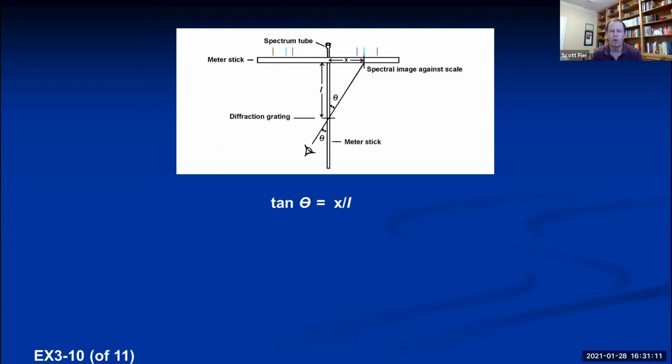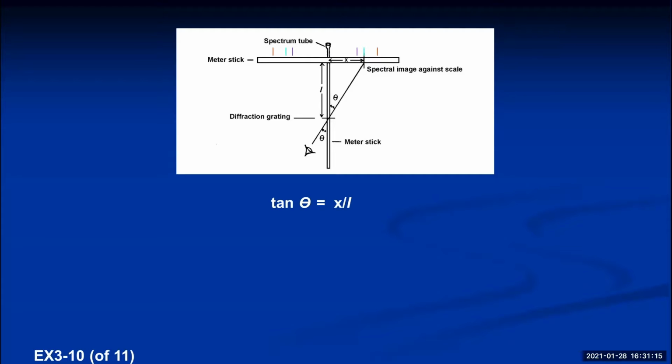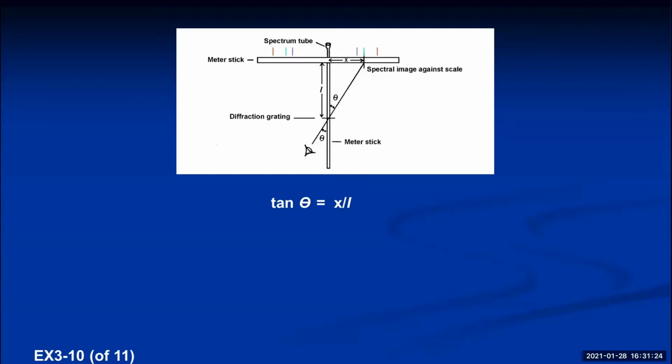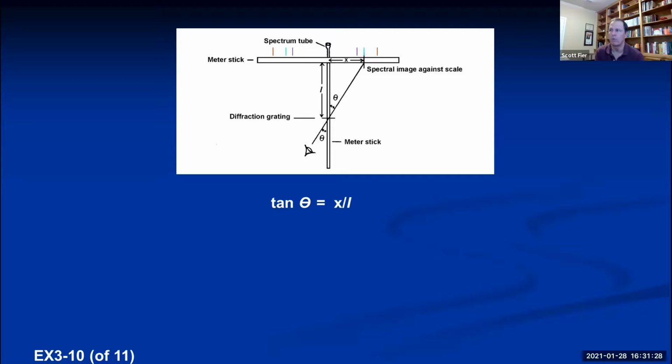Now, what are x and L measured in? What units were on the meter stick that she was using? Centimeters. Okay, so what happens when you take 60 centimeters and divide it by 40 centimeters? What units do you get? Millimeters. Try again. Centimeters divided by centimeters doesn't equal millimeters.